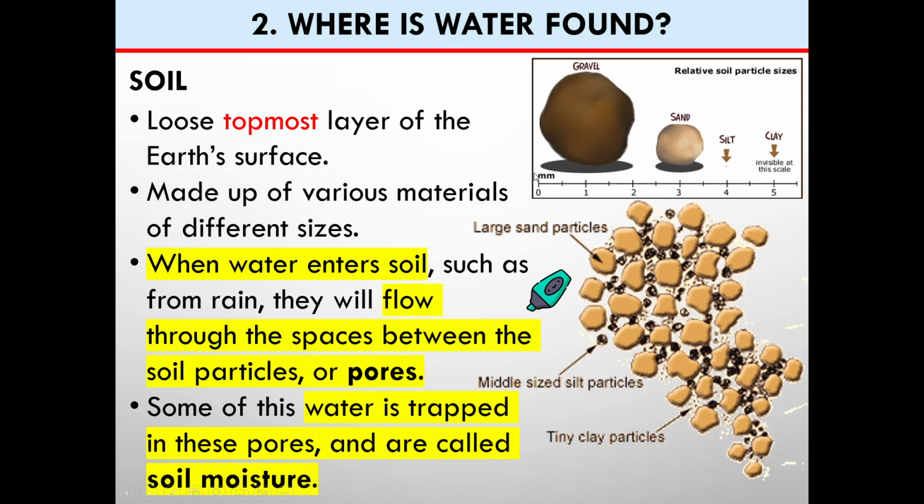So what I want you to imagine is that water can actually fill up the spaces between the soil particles right here. So they can fill up the pores. That is how we describe this process. All right. So water that is trapped within the air spaces between the soil particles is called soil moisture.